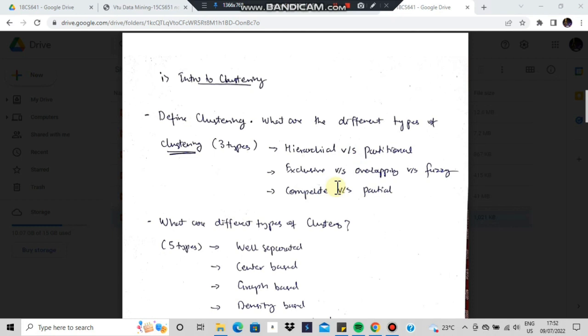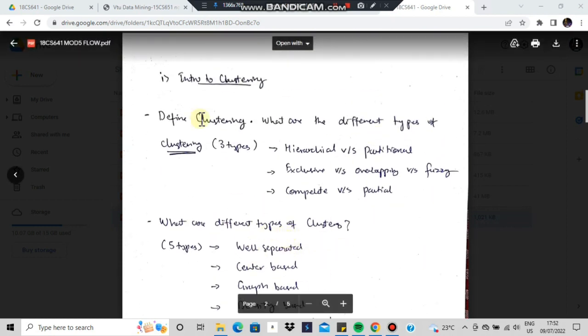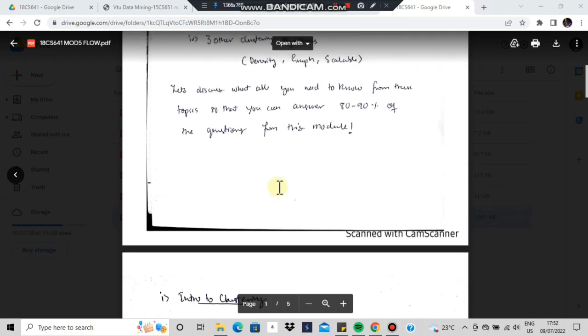Then we have the different types of clusters. There are five types: well separated, center based, graph based, density based, and shared property based. We'll be discussing each one by one. So that's all that is there in the introduction to clustering chapter.